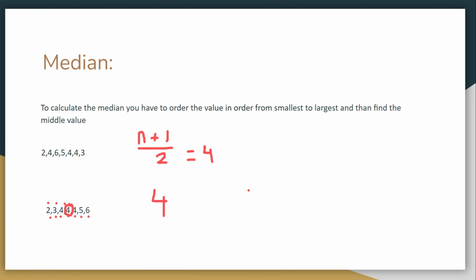Now the slightly harder median question is this. We need to calculate the median of the sequence 1, 4, 2, 5, 5, 6. First of all, we need to put it in order, from smallest to biggest. Now we need to write the formula down. It's going to be n plus 1 divided by 2. We are going to see how many values there are. There are 1, 2, 3, 4, 5, 6.